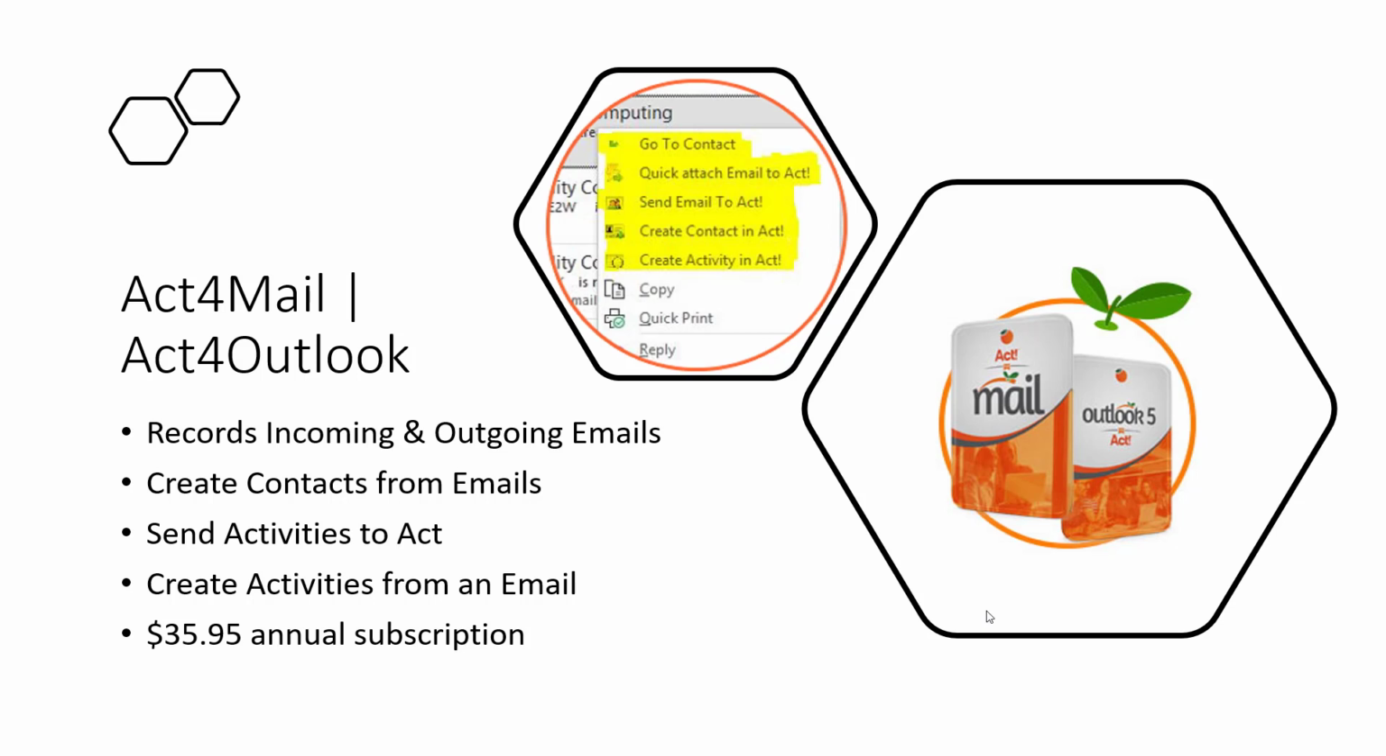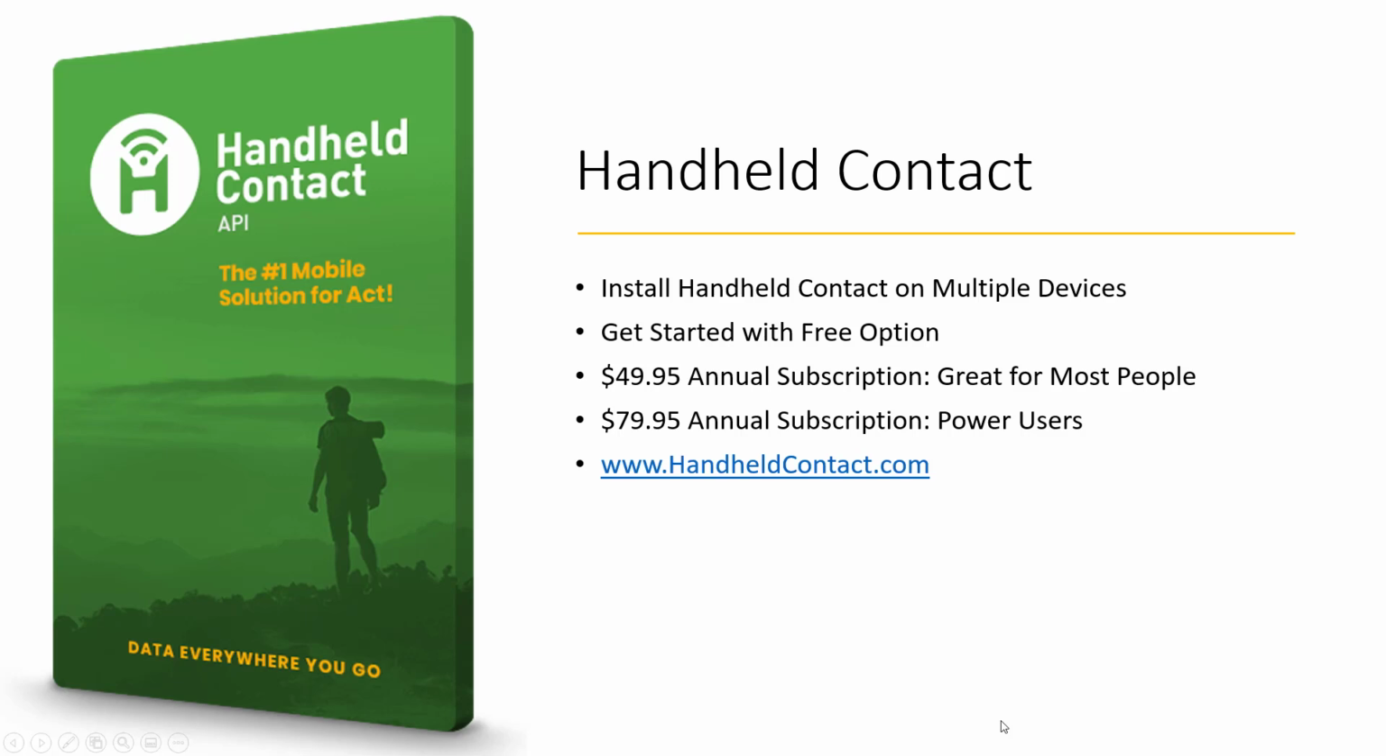And also, if you have an incoming email and you want to create an activity from that email, you can do that as well. This is a $35.95 annual subscription. It really is worth its weight in gold. It does a lot of great things, and I'm just scratching the surface.